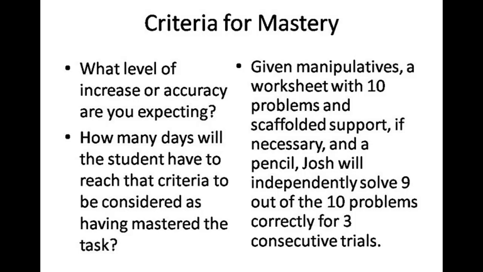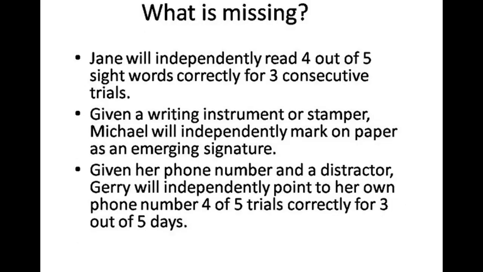So again, looking at the same example, the part that is the mastery level is solving 9 out of 10 problems. That's the criteria where we want to know the accuracy level. He's going to get to 90% for 3 consecutive trials. So he's going to have to get 90% 3 days in a row to show it wasn't a fluke or it just happened he got lucky one day. He's got to do that 90% for 3 consecutive trials to be considered to be mastered.